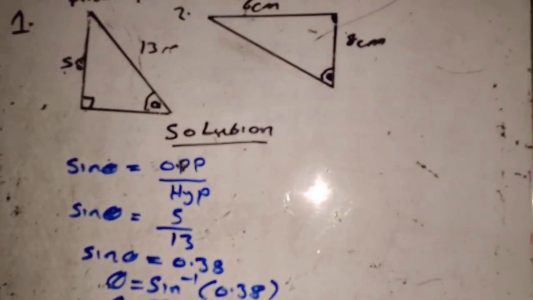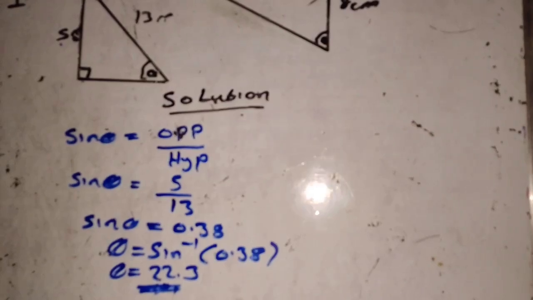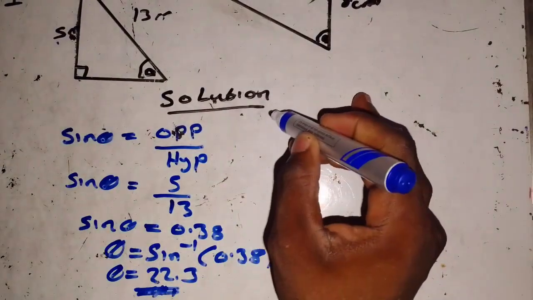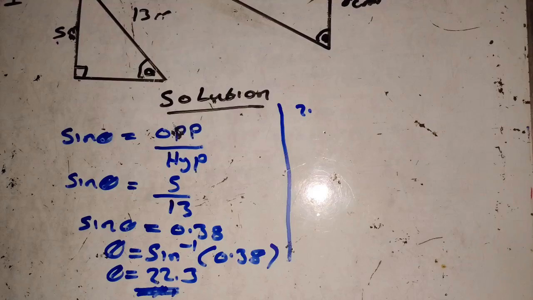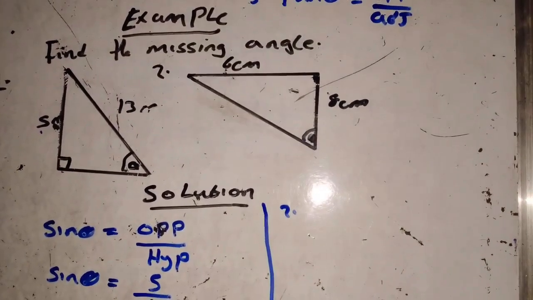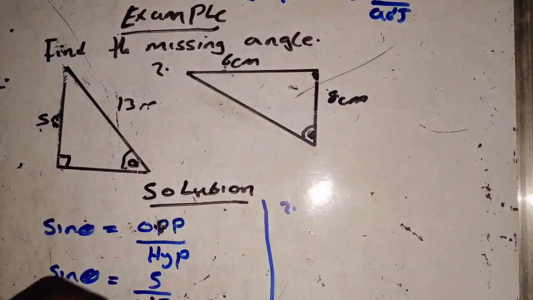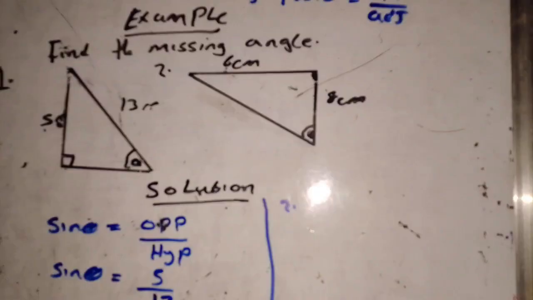Let's now do example 2. This is 1, and then 2 will begin here. On our example 2, we have this triangle where we have 6 centimeter, 8 centimeter. Remember I said that the first thing you need to do before you start your calculation is to identify the sides given. What sides are there?